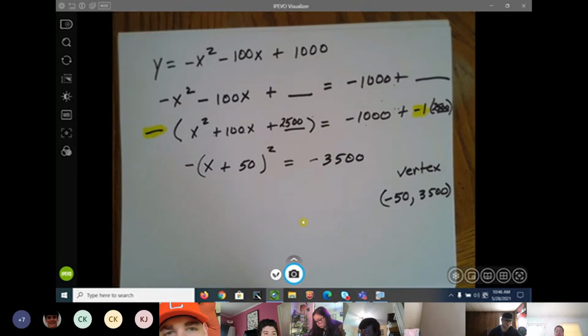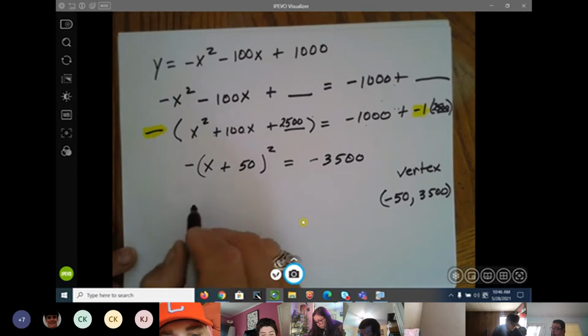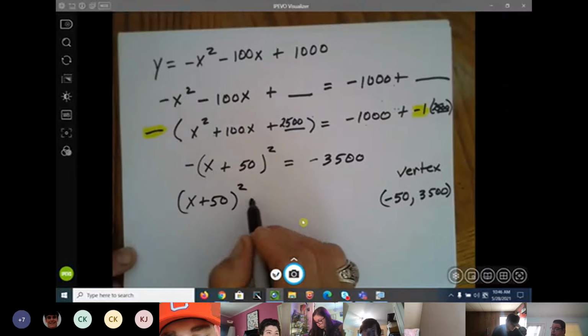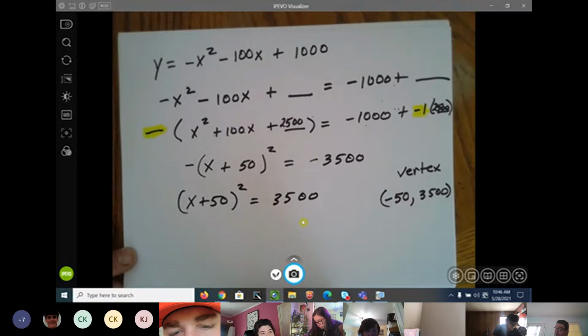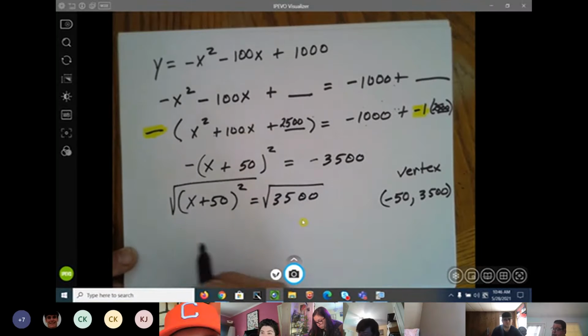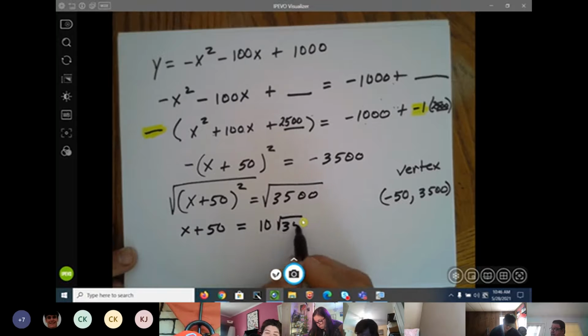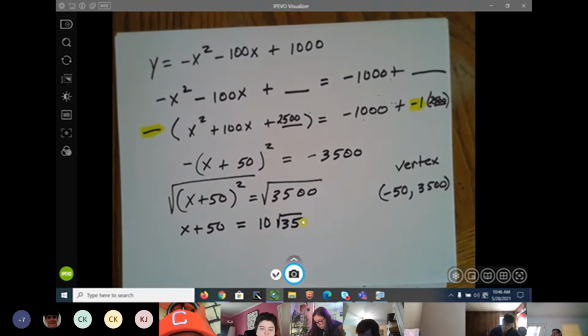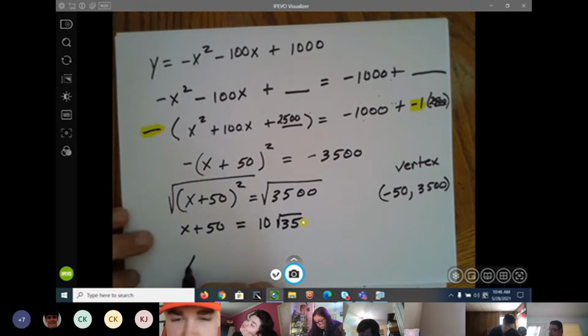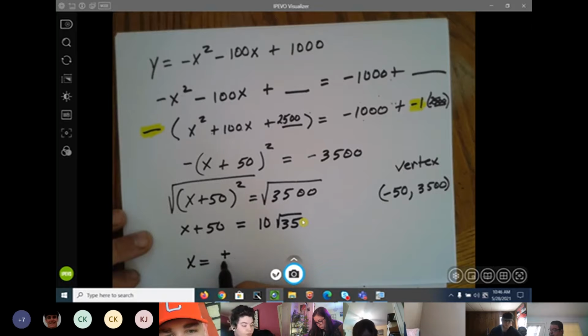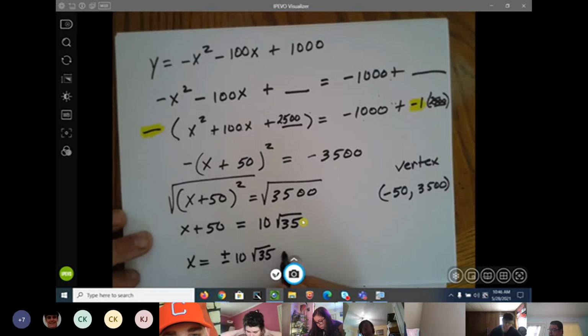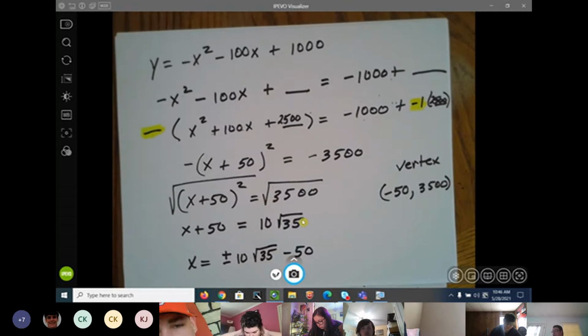Now solve it for x. Get your x-intercepts. So x plus 50 quantity squared is equal to 3,500. Square root, x plus 50 is equal to 10 times the square root of 35. And x is equal to positive or negative 10 square root of 35 minus 50. Now, I'm not going to do that in a calculator. I'm going to do it in my head.